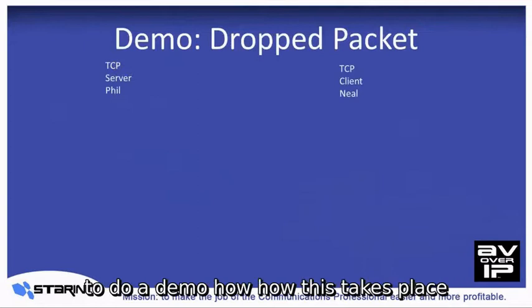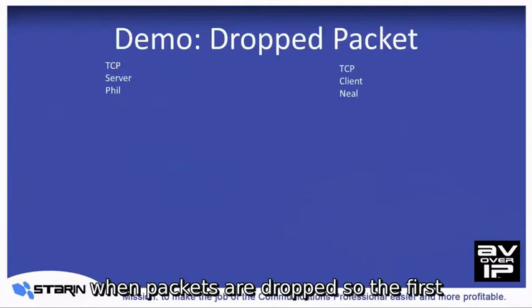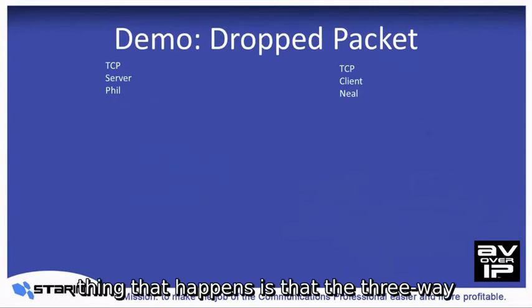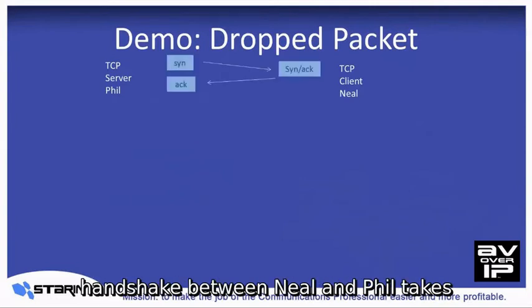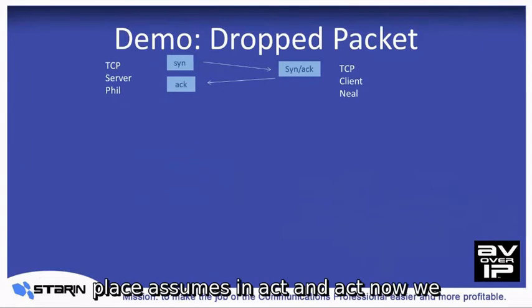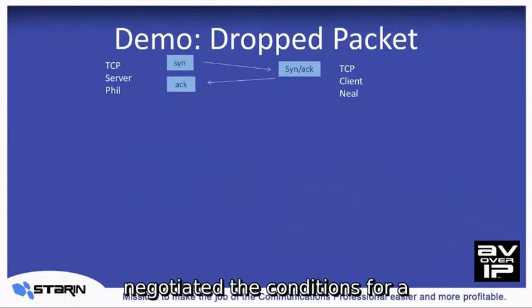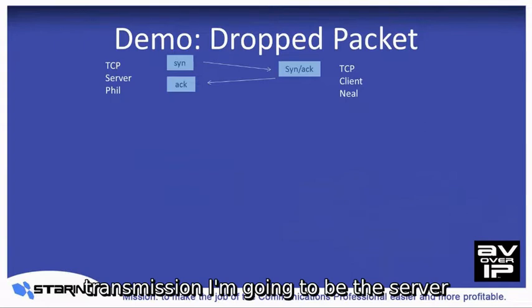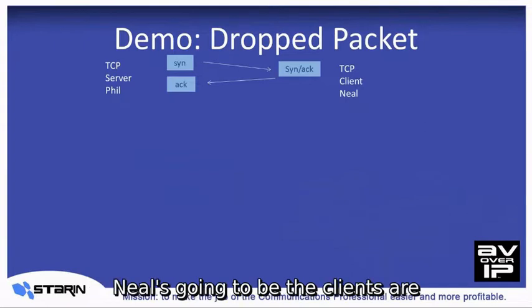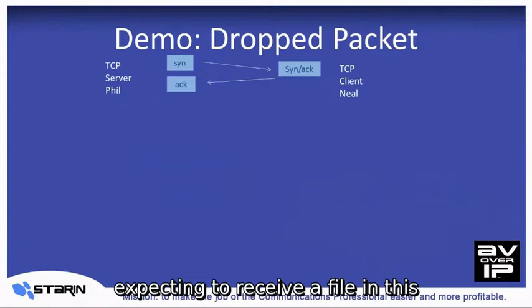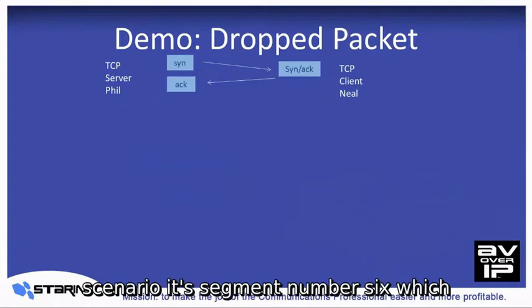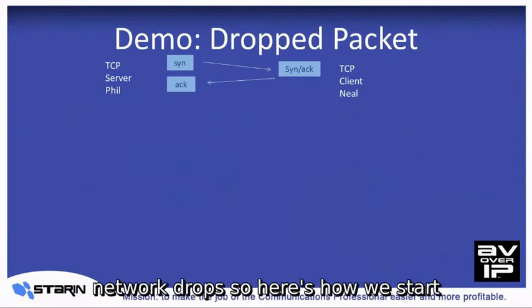Now again, we're going to do a demo of how this takes place when packets are dropped. So the first thing that happens is that the three-way handshake between Neil and Phil takes place, the SYN, SYN-ACK, and ACK. Now we've negotiated the conditions for a transmission. I'm going to be the server. Neil's going to be the client that's expecting to receive a file. In this scenario, keep this in mind, it's segment number 6 which the network drops. So here's how we start.